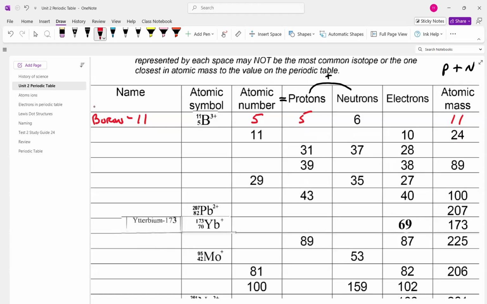So 5 plus what gives us 3? Five minus 3 is 2. More of that advanced math.